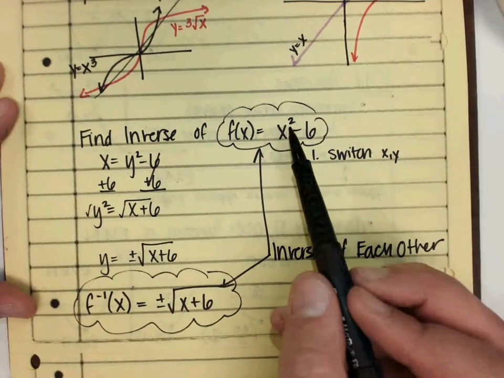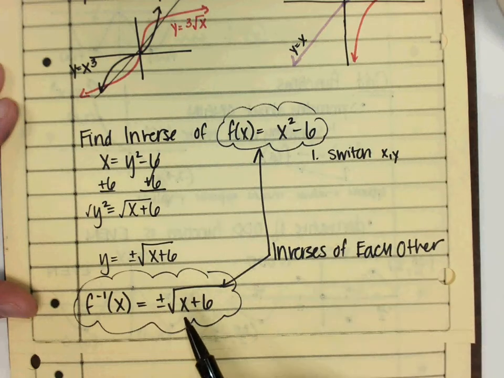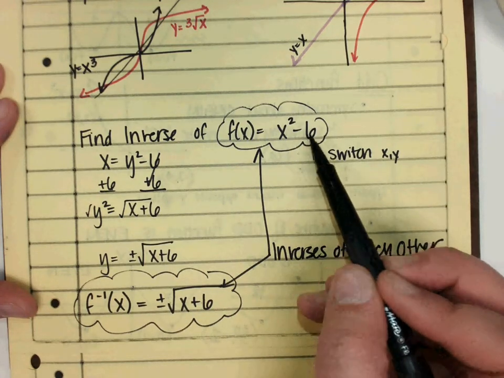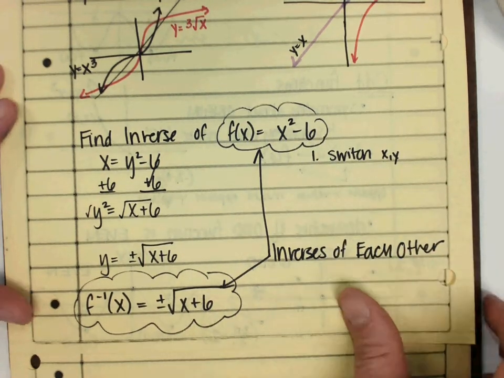Okay, look. When I had a squared, what did it turn into? When I had a minus 6 on the outside, what did it turn into? Plus 6. Plus 6 on the inside.